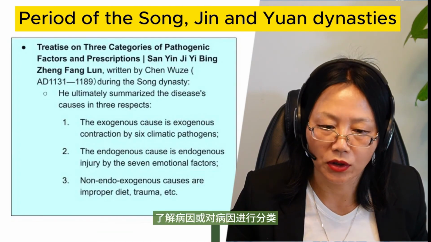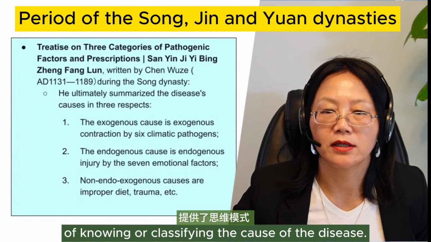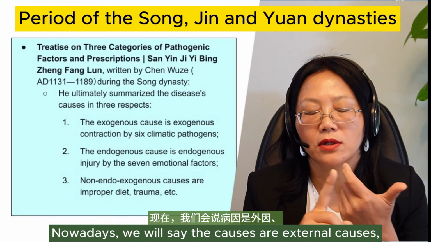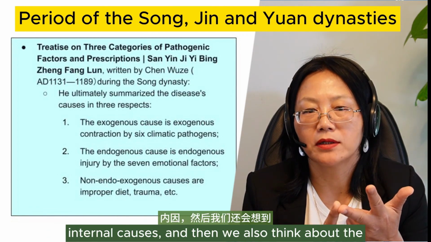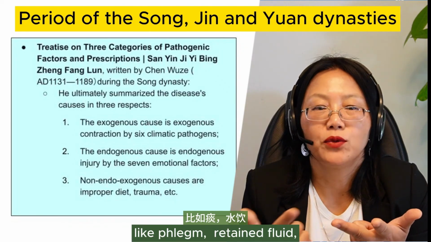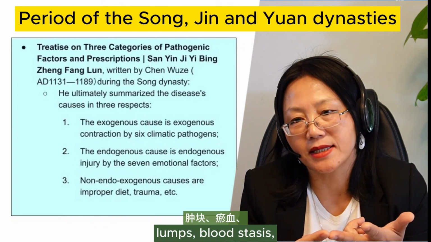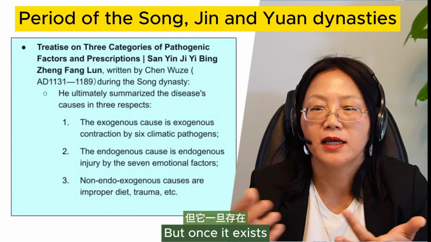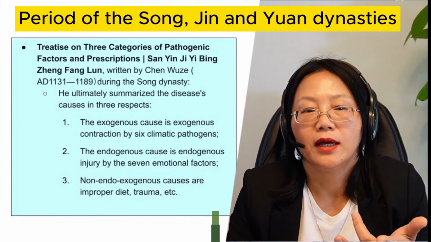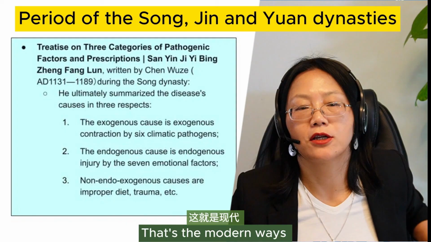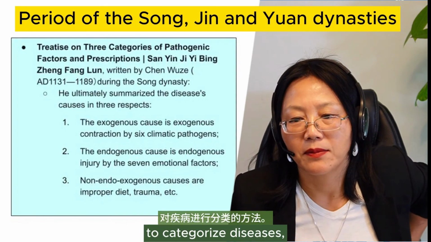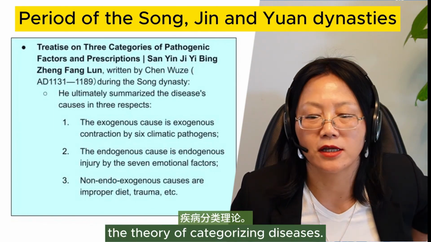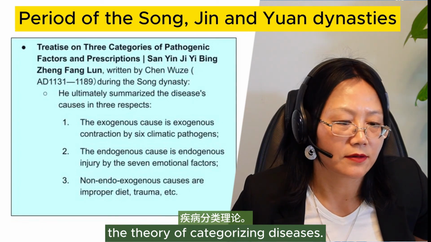Here, it gives us the model of knowing or classifying the cause of the disease. Nowadays, we say the causes are external cause, internal cause, and then we also think about pathogenic products like phlegm, retained fluid, lumps, blood stasis. Those are the results of hypofunction of the body. But once it exists, it becomes the cause of triggering another round of problems. That's the modern way of categorizing diseases. But in old days, in AD 1000, around this time, we already had the theory of categorizing the diseases.